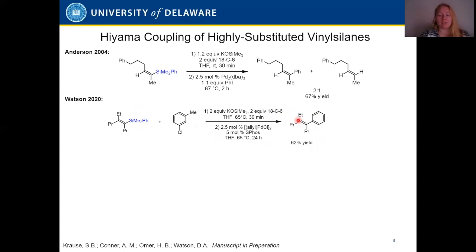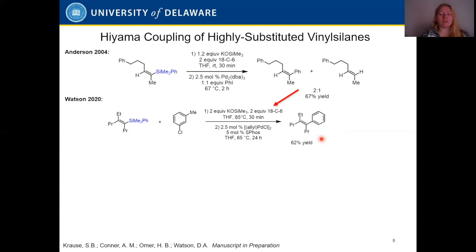where they detail that optimization. Now, these tetrasubstituted alkenes are important core structures in medicinally and industrially relevant targets, such as tamoxifen, which is pictured down here, which is an anti-breast cancer drug. So we wanted to see if we could optimize these conditions further beyond the 62% yield.